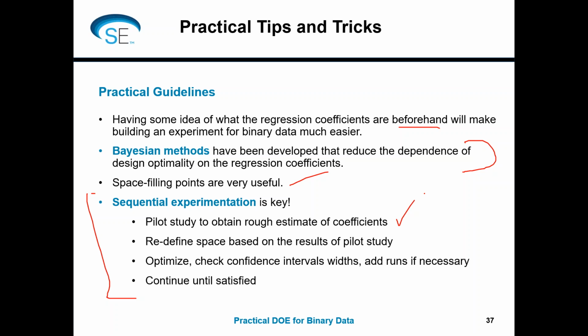You might want to redefine your space based on the results of the pilot study. You might want to shrink your space or expand your space. Okay. Then what you could do is take those coefficients from the pilot study and build the full experiment. Afterwards, you can optimize, check the confidence interval widths, and add runs if you want more precision.